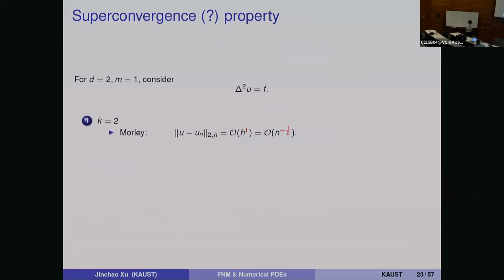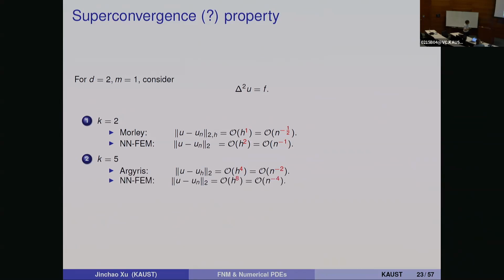So if you do biharmonic, if a biharmonic element is piecewise quadratic, it's a non-conforming element. If you do piecewise quadratic, you get h squared. If you do k equal to 5, which is the Argyris element for the biharmonic, and if you do not care about the cost, just in terms of degrees of freedom, then what I call the finite neuron method will do much better.